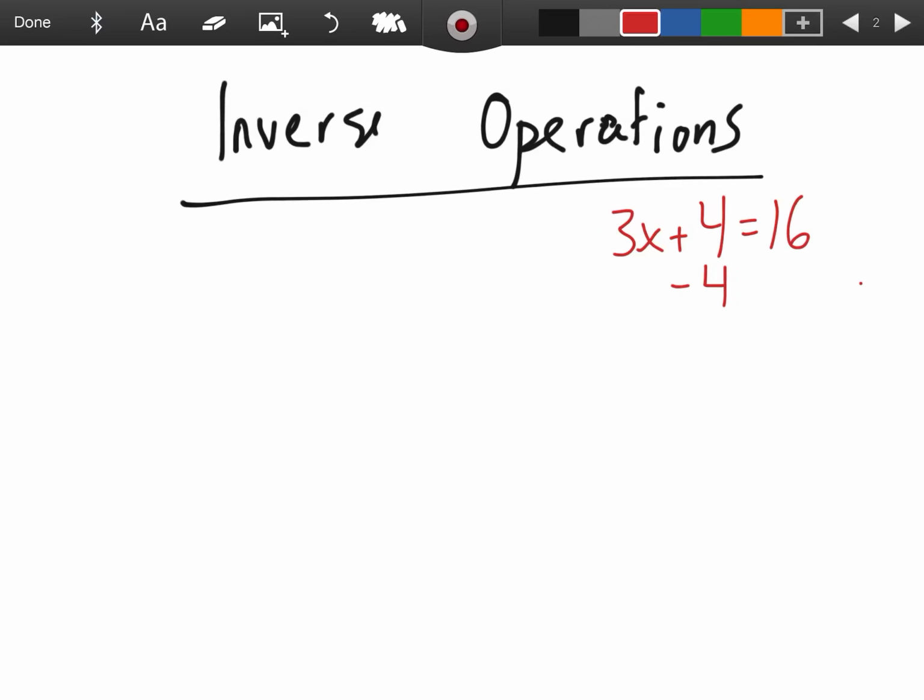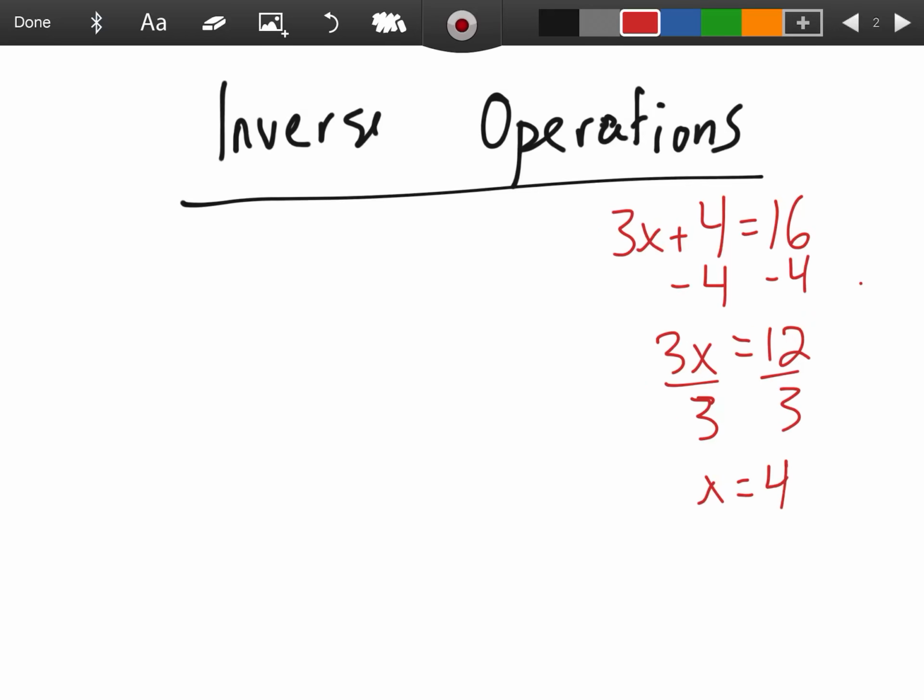Well, if you were adding 4, you wanted to subtract 4 from each side. You're doing the inverse operation of adding 4. So then you're left with 3x equals 12. Then do the inverse operation of multiplying by 3, which is dividing by 3. Divide by 3, x equals 4. All right, so again, this is very basic pre-algebra type stuff.